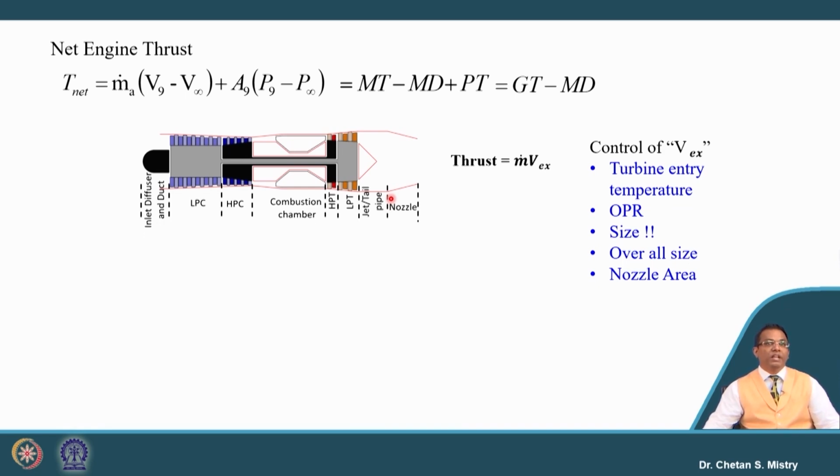This weight of the engine is reflected in terms of drag, and it has an impact on specific fuel consumption. One more possibility we have is the nozzle area. If we are able to increase the nozzle area, in that way also we can manage the exhaust velocity. That is what we realized for an engine with afterburner, which has a variable area nozzle that takes care of the variation of the thrust.